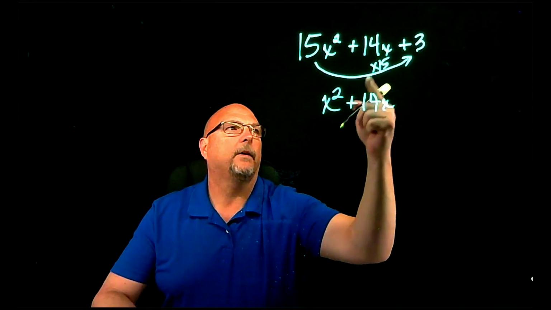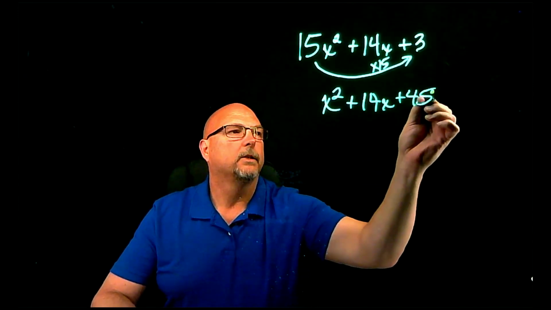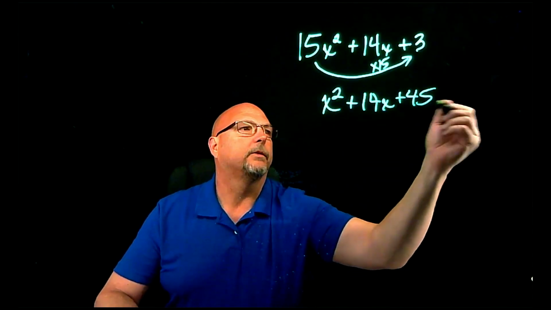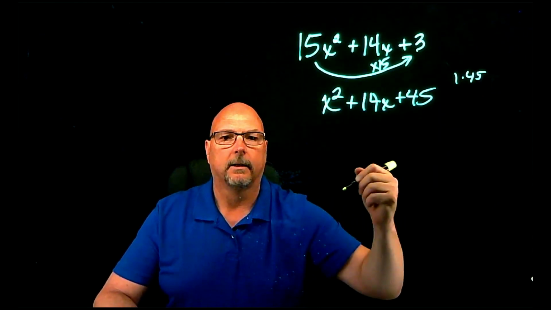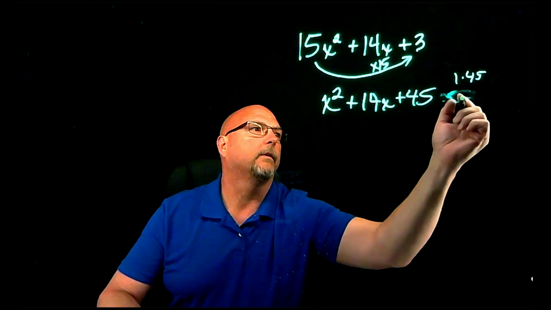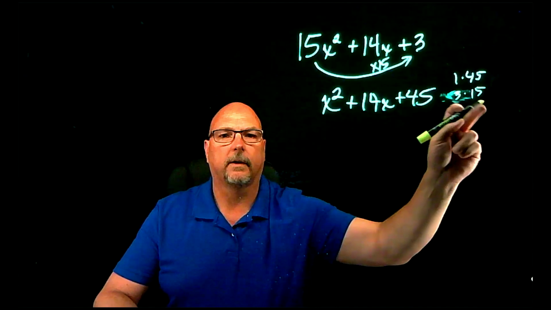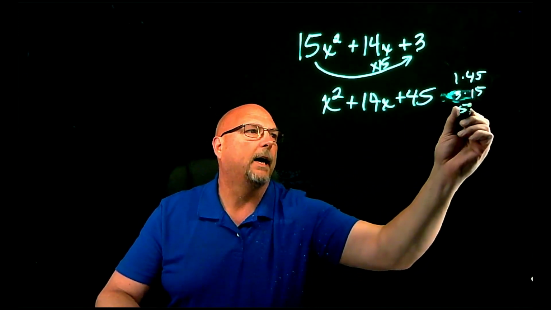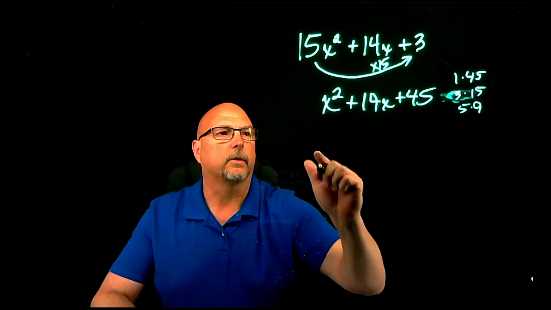14x. 15 times 3, that is 45. So I have to find the factors of 45 that add up to 14. It's not 1 and 45, right? Well, 2 doesn't go into 45. Could it be 3 and 15? Nope, 3 and 15 adds up to 18. How about 5 and 9? That's our winner, because 5 plus 9 is 14.